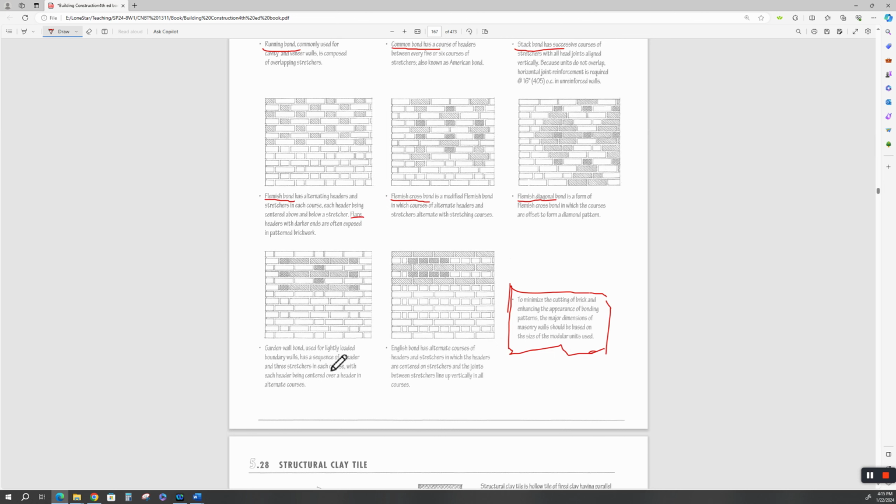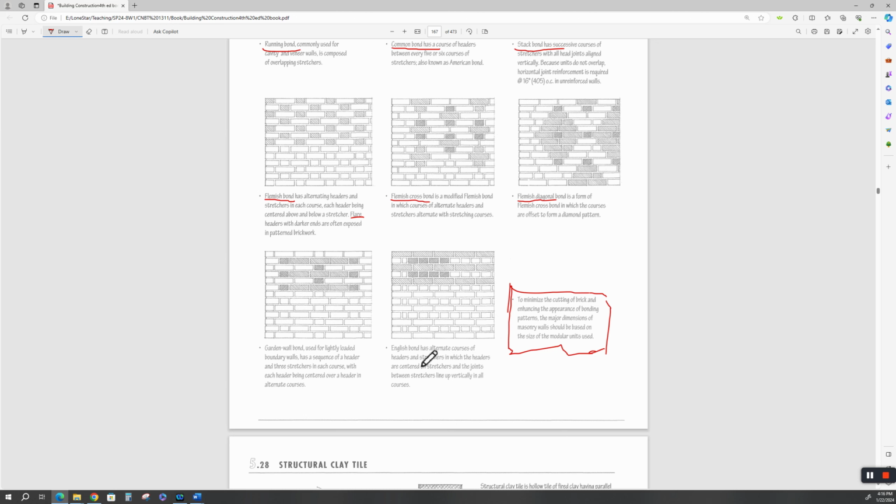Garden wall bond is used for lightly loaded boundary walls as a sequence of a header and 3 stretchers in each course, with each header being centered over a header in an alternate course. Now, why can't this be a heavily loaded wall? Yeah, it could if it was a solid wall, a cavity that was filled with grout and reinforced. It could be. If this is a true header, then it's going to tie the 2 wythes together.